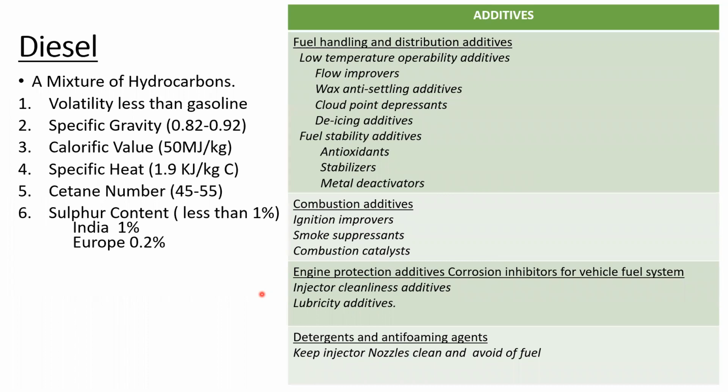Similarly for diesel, we also have to add some additives, but as you can see here, the additives somewhat differ and more are added. First are fuel handling and distribution additives: low temperature operability additives, flow improvers, and wax anti-settling additives. Flow improvers are needed because, if you remember, diesel fuel is a thicker oil with characteristics similar to lubricant. So it needs to flow better in order to be used in engines and to be easily transported.